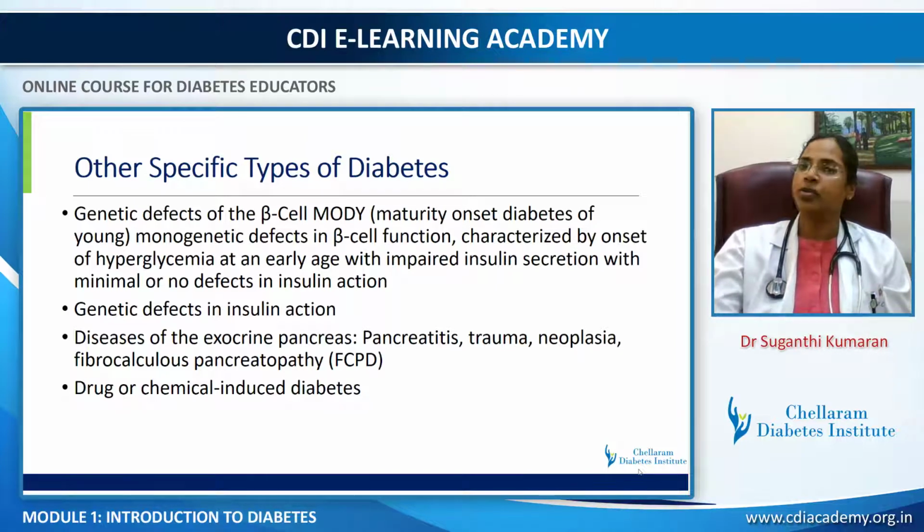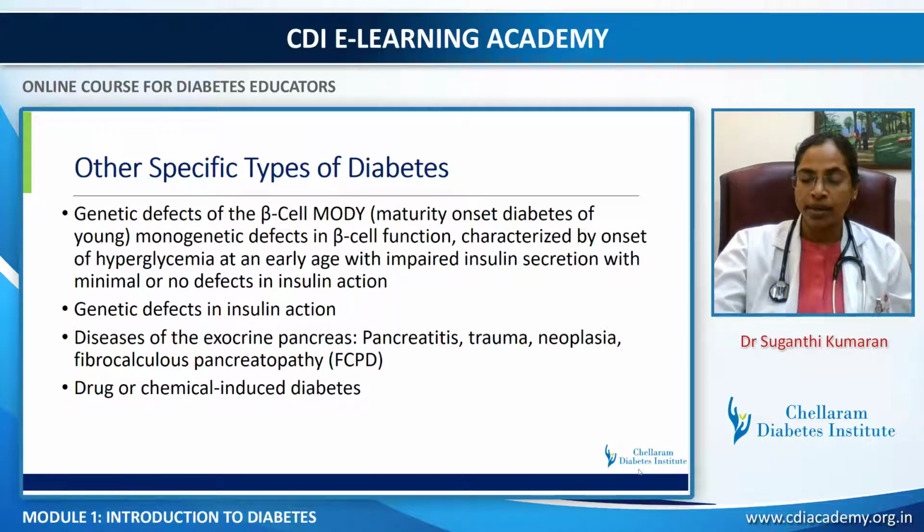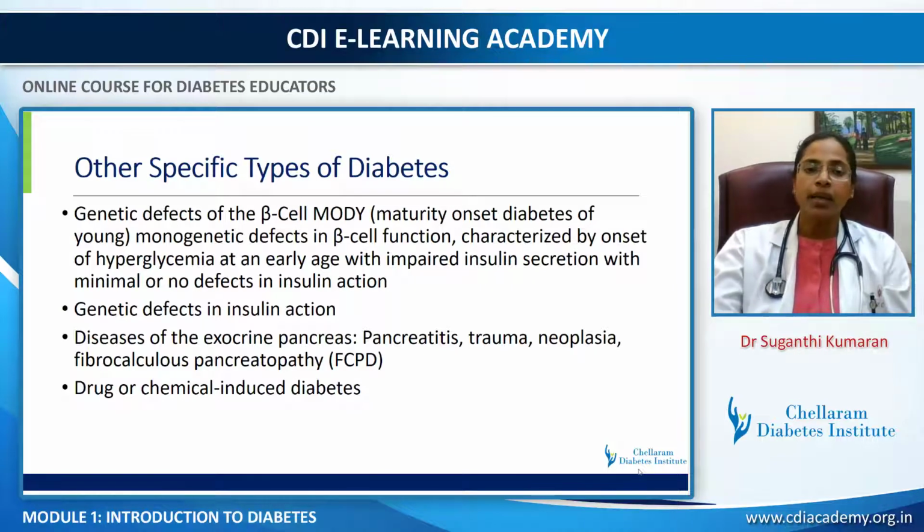The third category of specific types of diabetes belongs to a condition where the problem is with the exocrine deficiency of the pancreas. This can happen secondary to pancreatitis. Pancreatitis is probably secondary to excess alcohol abuse. It could be secondary to trauma, or a cancer of the pancreas can lead to diabetes. And there is a condition called fibrocalculous pancreatopathy, FCPD. This peculiar form of pancreatitis causing diabetes is very common in tropical regions like India. However, the incidence is going down lately.